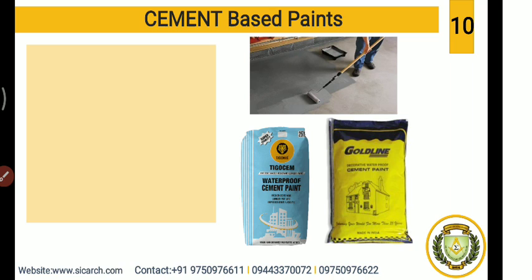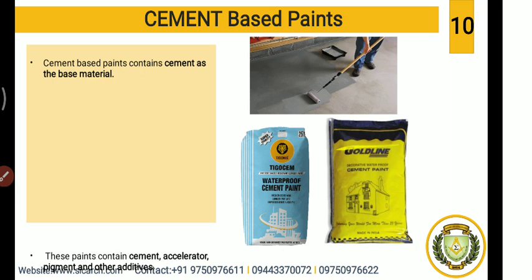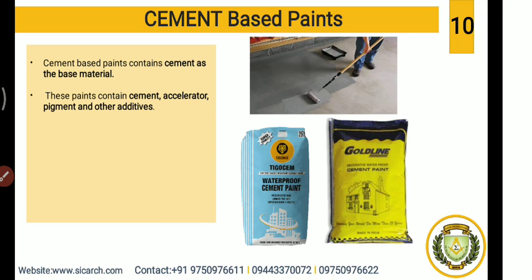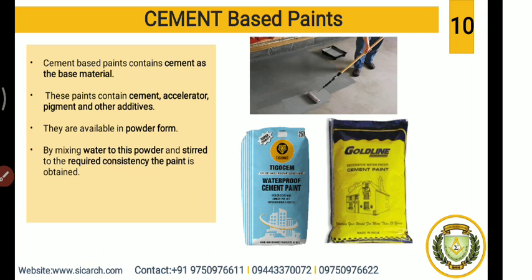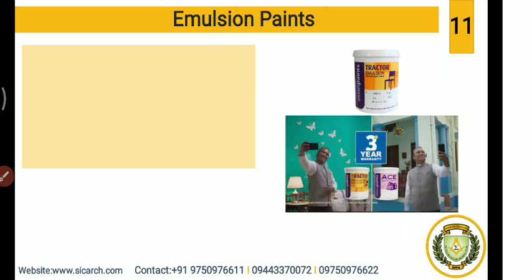Cement based paint. Cement based paint consists of cement as a base material. These paints contain cement, accelerator, pigment and other additives as well. These paints are available in powder format. Mostly it comes in these kinds of bags. By mixing water to the powder, it can be applied to the required surface. Cement based paint is waterproof and can be applied for internal as well as external use.